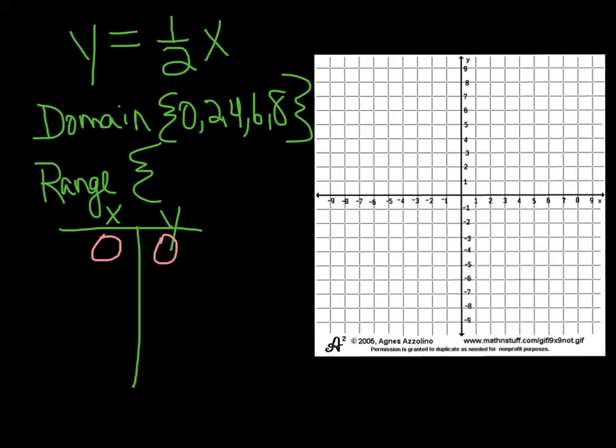Now the next value that we're going to put in for x is 2. So when you substitute 2 in for x, you have 1/2 times 2, which is 1. So you have the ordered pair 2, 1. When x is 2, y is 1. Now the third x value, or the third value in your domain, is 4. So we will put that in for x. 1/2 times 4 is 2. So you have the ordered pair 4, 2.